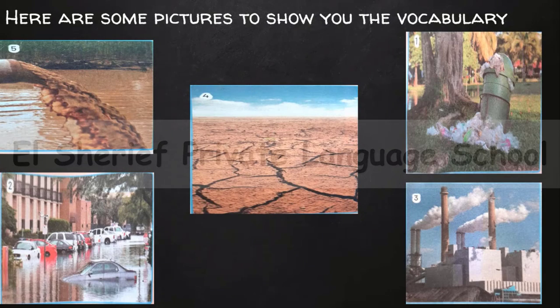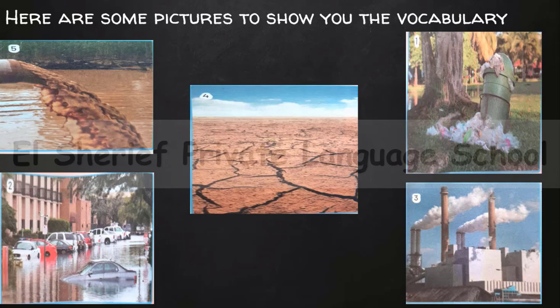Now let's move on, and here we have 5 pictures. We need to define every picture as the words we talked before. Now we have number 1, as you can see in your right hand, and this must be, yes, rubbish. Now number 2, yes, we are seeing some cars and there is a large amount of water, and it must be, yes, flood.